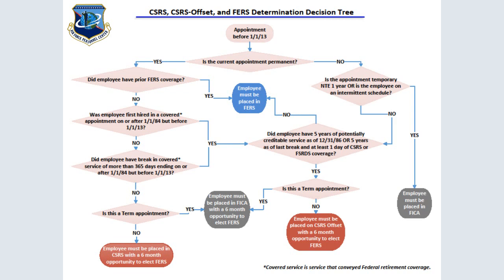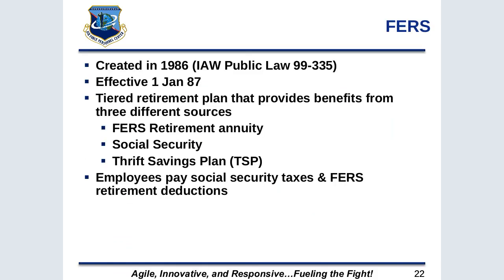So, Ms. Trish, what is FERS? FERS was created in 1986 in accordance with Public Law 99-335 and became effective 1 January 1987. It is a tiered retirement plan that provides benefits from 3 different sources: the FERS Retirement Annuity, Social Security, and the Thrift Savings Plan. Employees pay Social Security taxes and FERS retirement deductions.